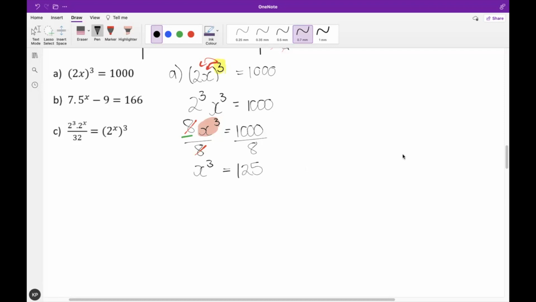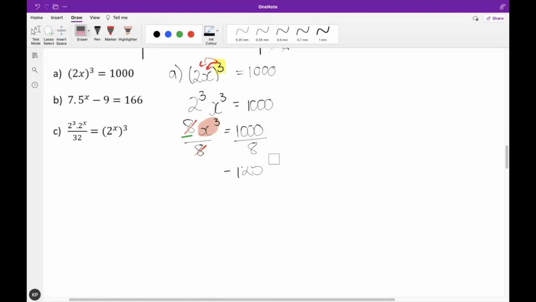Now we have a new inverse operation that so far we have not dealt with. Remember we said the inverse operation for squaring is square rooting. So what is the inverse operation for cubing? Fabulous, guys. It is a cube root.